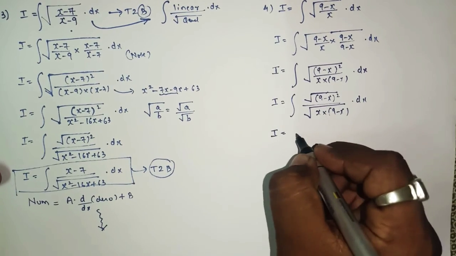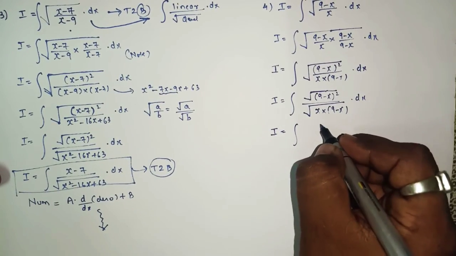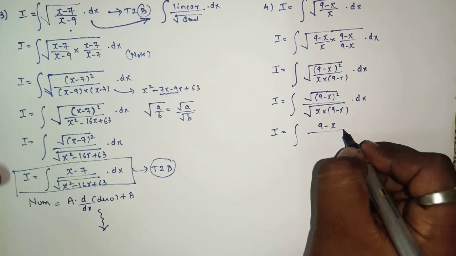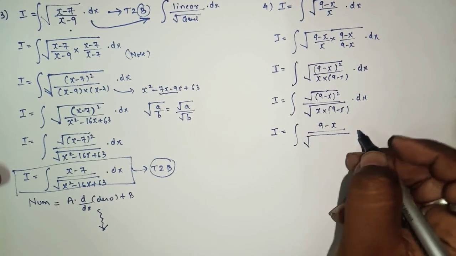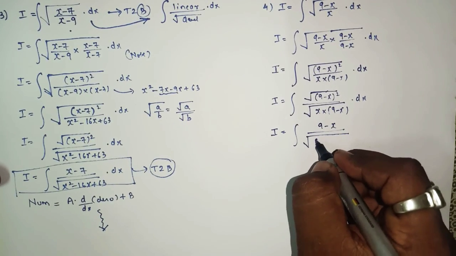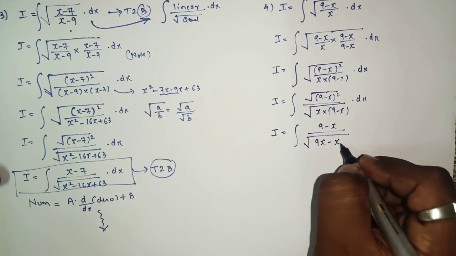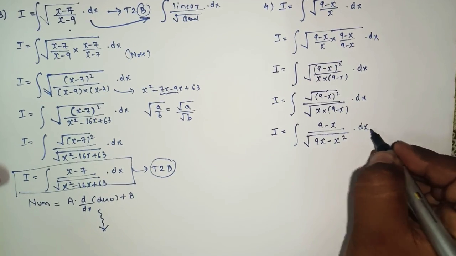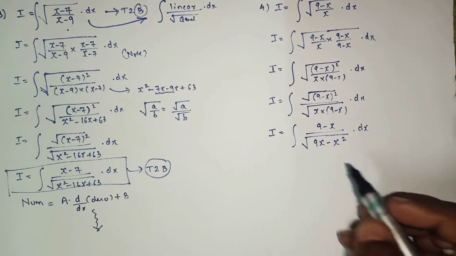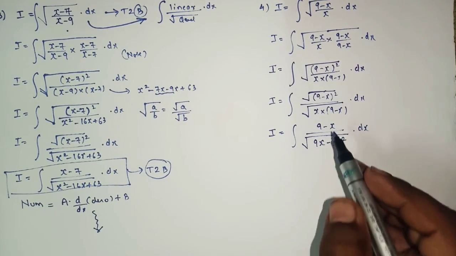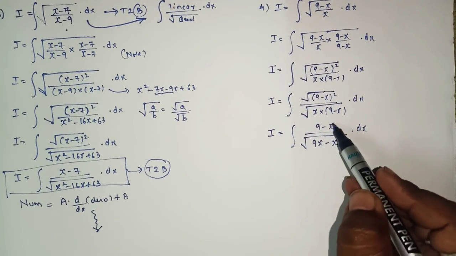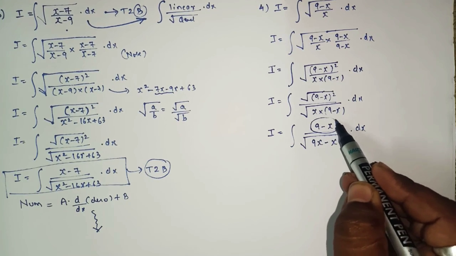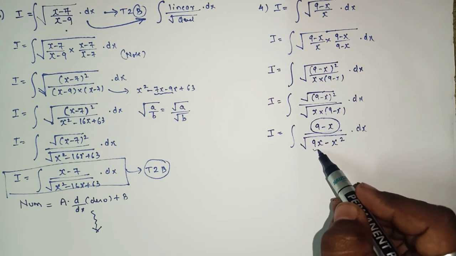I equals, the square root will get cancelled. You will get 9 minus x upon root, and when you open the bracket, what will you get? 9x minus x square into dx. Okay, so here we have converted the given integral into this form. Clearly we can see that the numerator is a linear form, and the denominator is a quadratic.